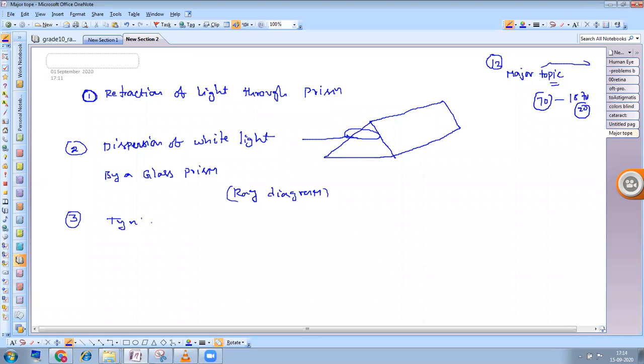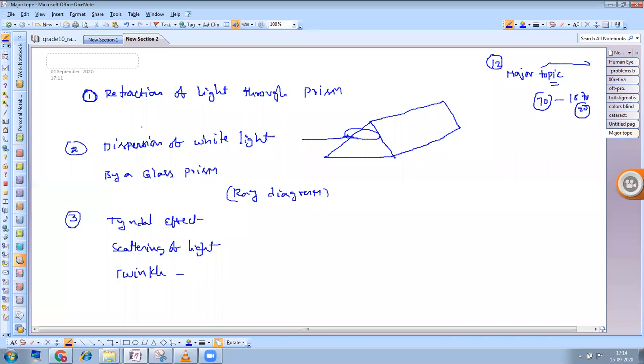And atmospheric refraction, some natural phenomena based on refraction. Tyndall effect, scattering of light and its applications, and why stars twinkle. Behind each of these natural consequences there is some science that we are going to discuss. First, we will start the class with refraction of light through a prism.